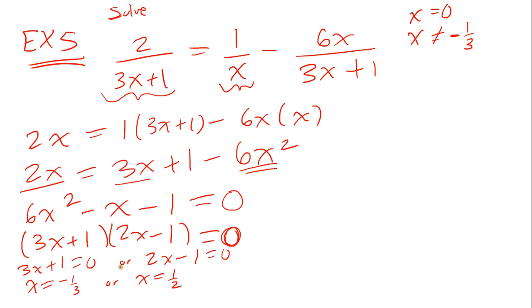Alright, so if we look at these two results, negative 1/3, is that okay? Let's look at our domain. Up. You can't use that. What about 1/2? 1/2 is fine. It's in our domain. So basically, we end up throwing away one of our solutions to end up with just a solution of x equals 1/2.